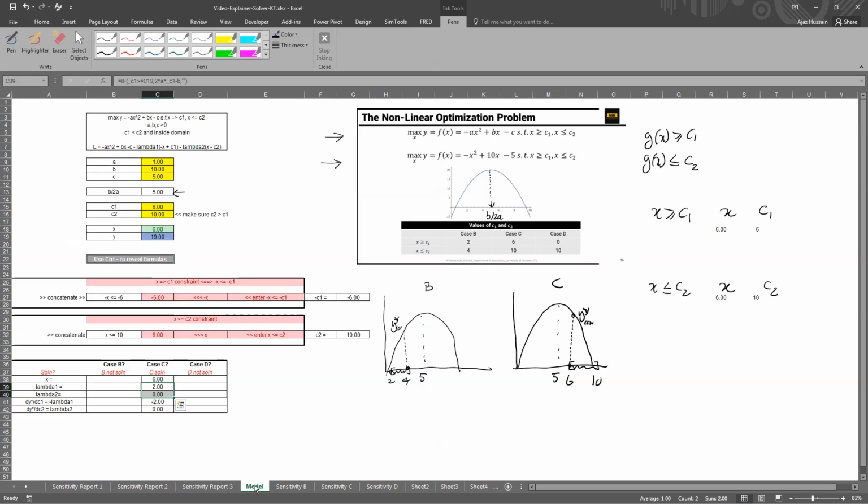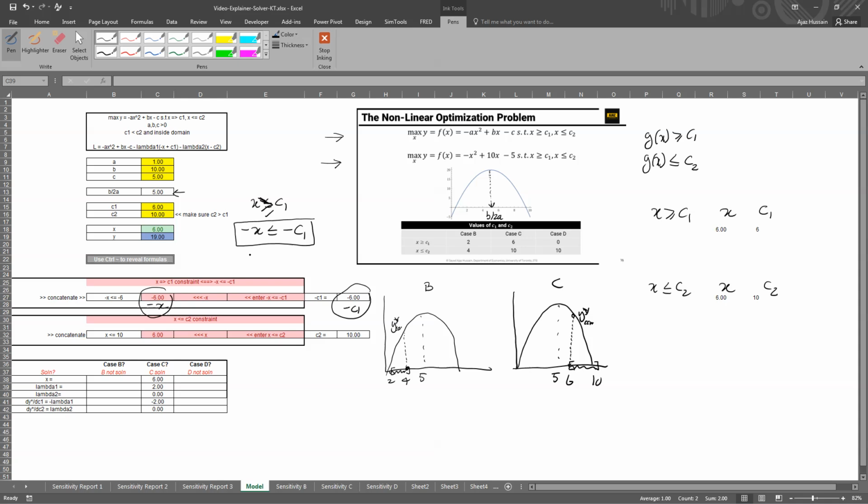The way you do so is by remembering that your constraints were x is less than or equal to c1. X is bigger than or equal to c1. And so what you really want to say is minus x is less than or equal to minus c1. If you put the constraint that way, you'll be okay. So in this cell, you have minus x. In that cell, you have minus c1.